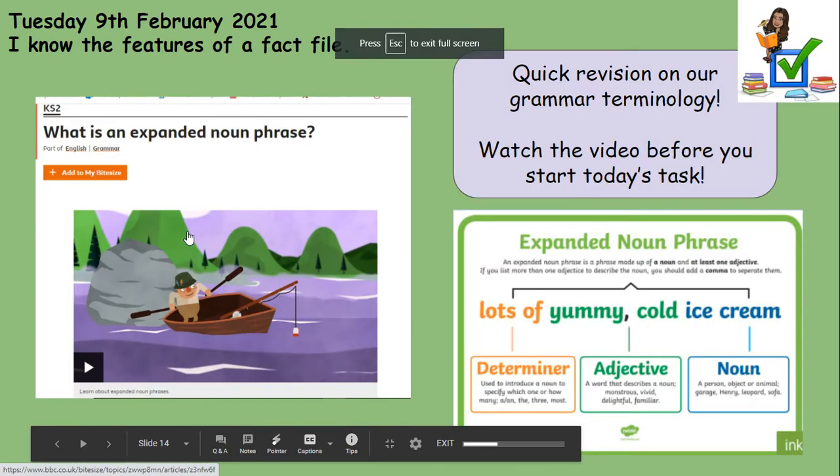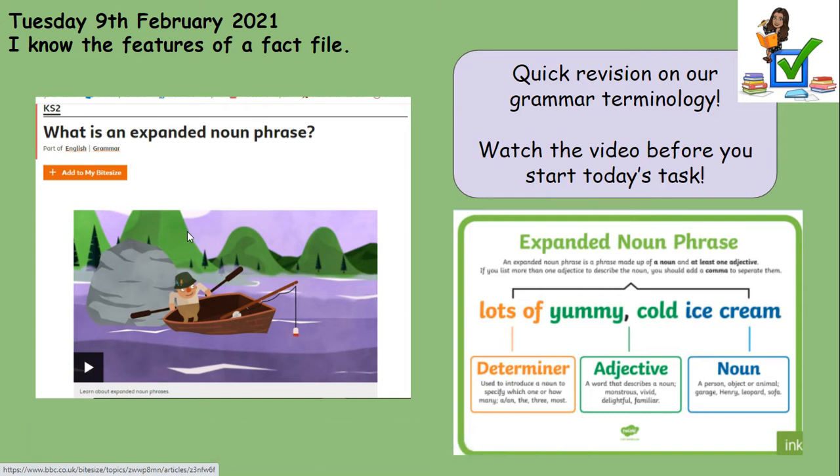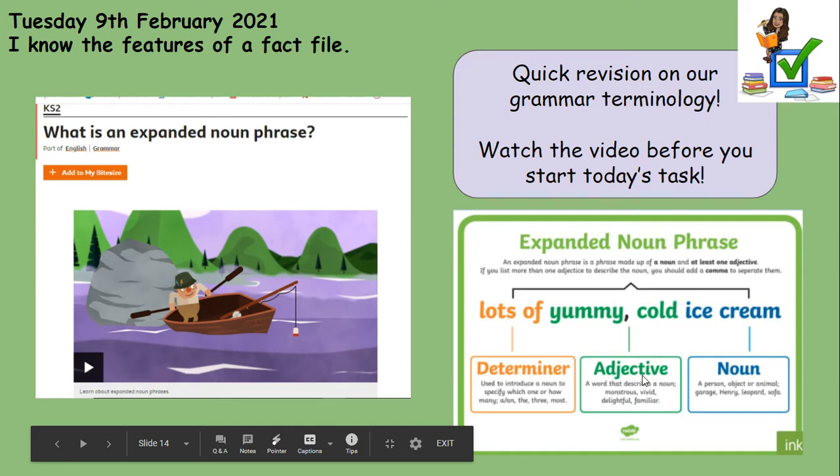Before we go on to making our fact files and creating our goblins, let's do a quick revision task on grammar terminology. Watch the video about what is an expanded noun phrase, and you can use this in WordMap, which is also on our pupil portal, just as a guidance for when you are asked to use them. So we need determiners, adjectives, and the noun.